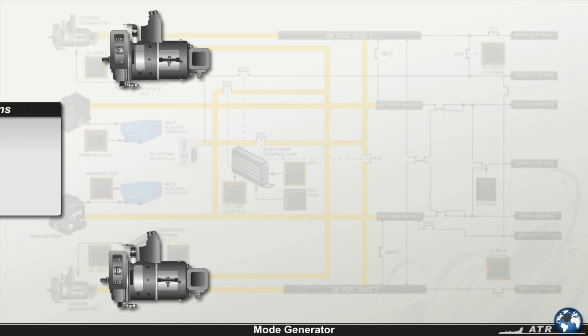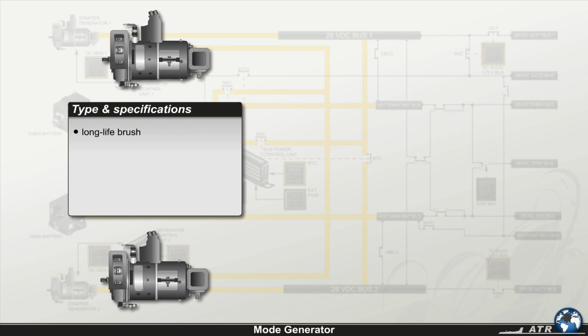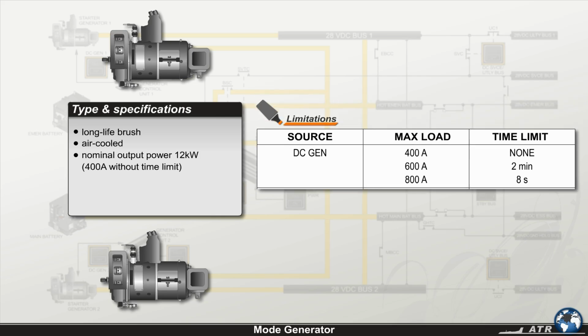The starter generators, which are long-life brush air-cooled type, are rated to deliver a nominal output power of 12,000 watts, 400 amps without time limit. Consult the table for information about loads and associated time limits. The nominal output voltage amounts to between 27 and 31 volts, whereas the nominal setting is 30.0 volts.